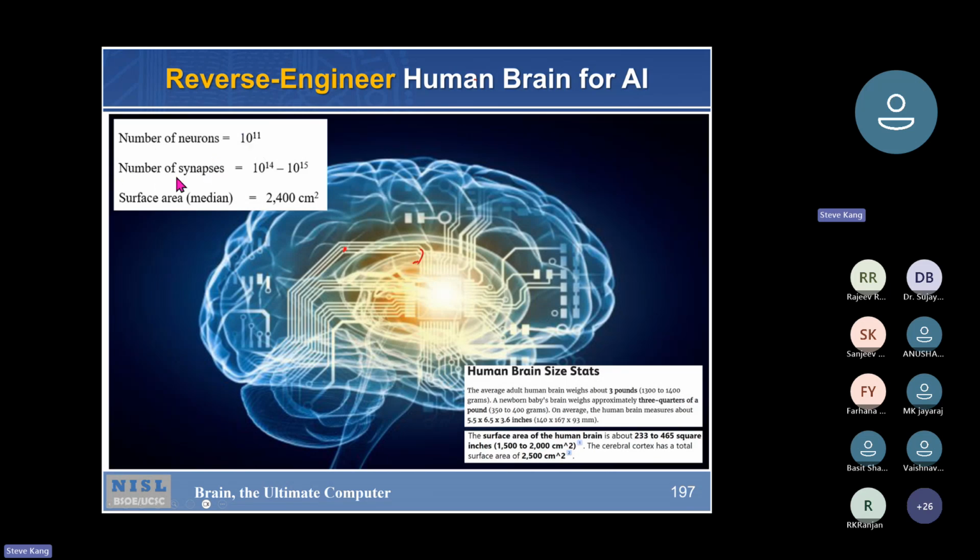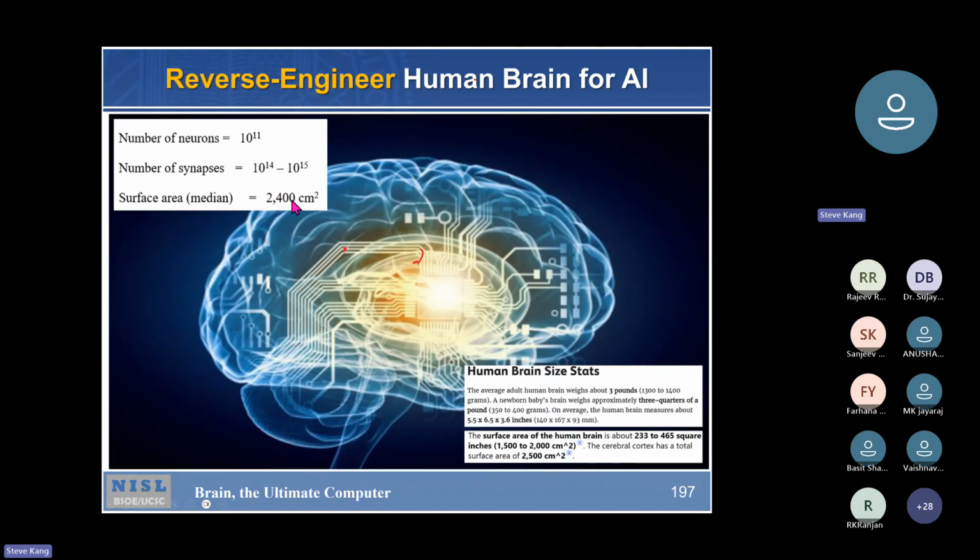The synapse count is even higher. Hundreds or even thousands of trillions of synapses exist in the human brain. Yet the surface area of a human brain is only 2,400 square centimeters. It's almost a handkerchief size.